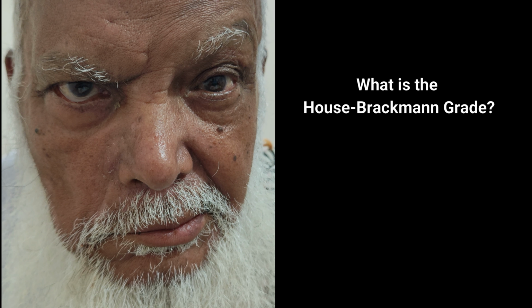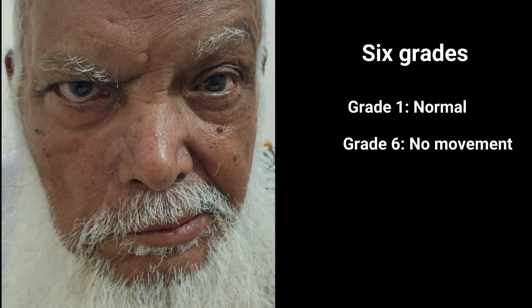So what may be the House-Brackmann grading of facial nerve palsy in this patient? Let's analyze. House-Brackmann grading system has 6 grades. Grade 1 is completely normal, and in grade 6 there is no movement at all.